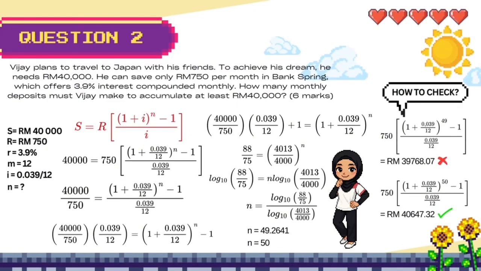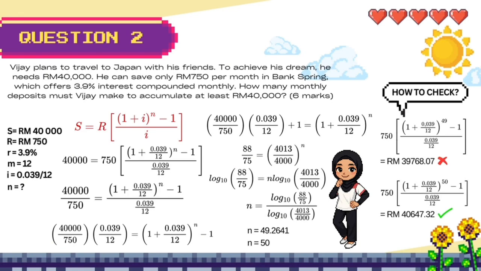For part B, question 2, we have to find how many months Vijay needs to save at least 40,000 ringgit. So the formula we have to use is S equals R times ((1 plus i) to the power of n minus 1) over i. S is 40,000 ringgit, equal to R, which is the monthly deposit 750 ringgit, times (1 plus i, where i is r over m, r is the interest 0.039, over m, compounded monthly, which is 12) to the power of n, which is the one we have to find, minus 1, over 0.039 over 12.